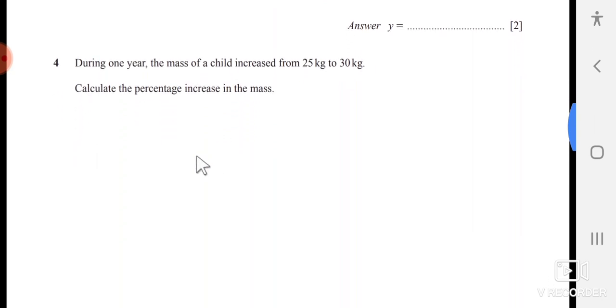And now this question, during 1 year the mass of child increased from 25 kilogram to 30. So increase is 5 kilograms, so 5 over 25 multiplied by 100. This way you can convert this percentage.